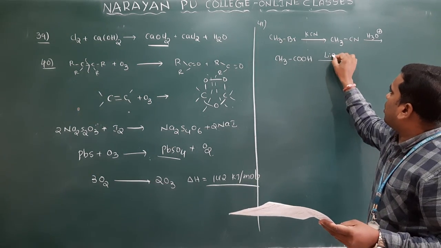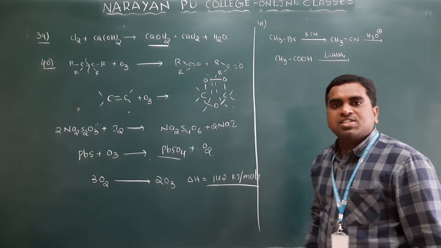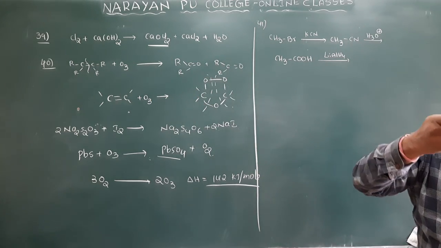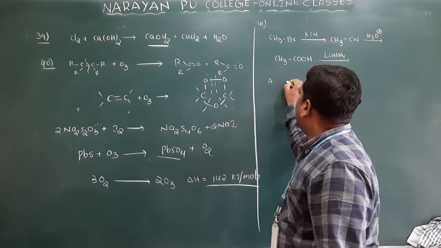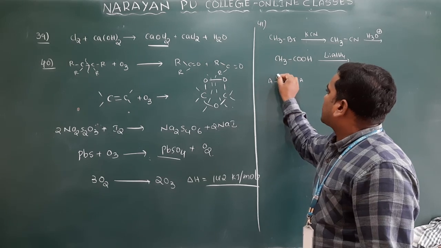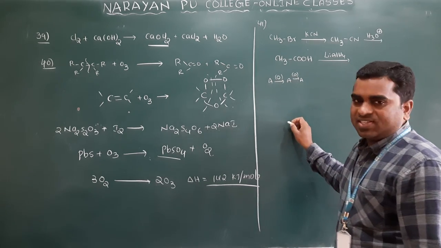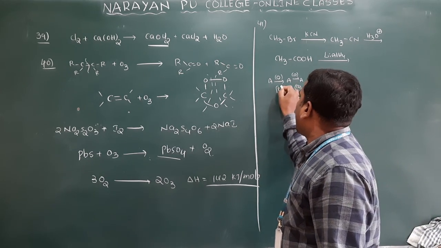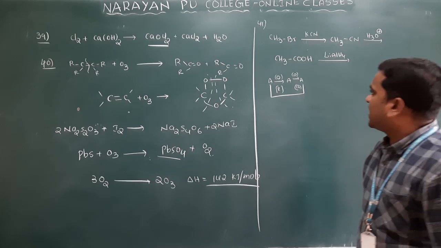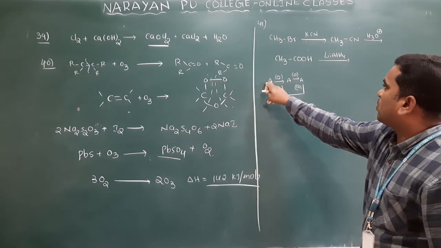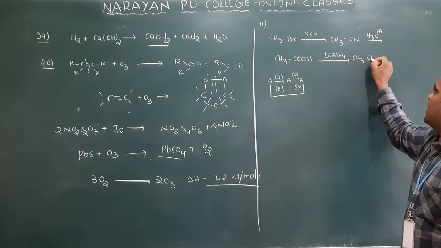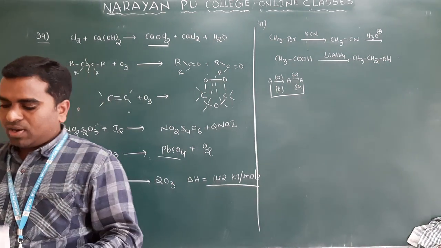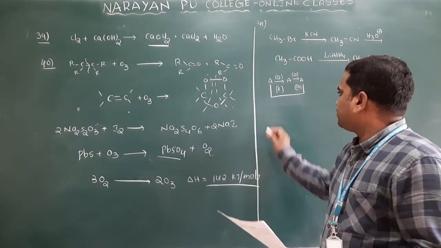The last one is lithium aluminium hydride. You know lithium aluminium hydride is a powerful reducing agent. It reduces acids directly into alcohol. We know the triple A process. Alcohol oxidation gives aldehyde, aldehyde oxidation gives acid, and reduction of acids gives aldehydes. Aldehyde reduction gives alcohol. If I use a very strong reducing agent, then acids will be directly converted into alcohol. That is the concept here. CH3CH2OH. So what is your answer now? Ethyl alcohol.